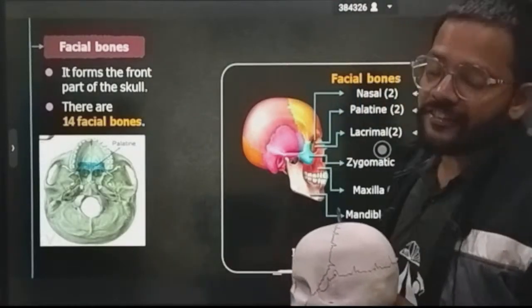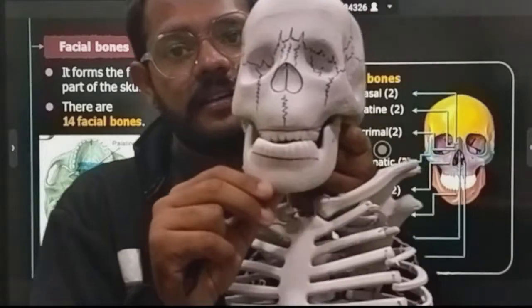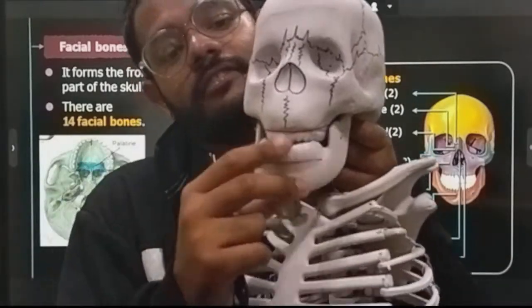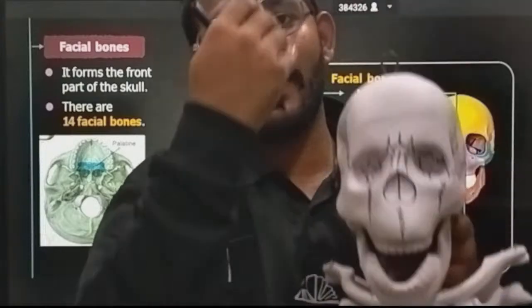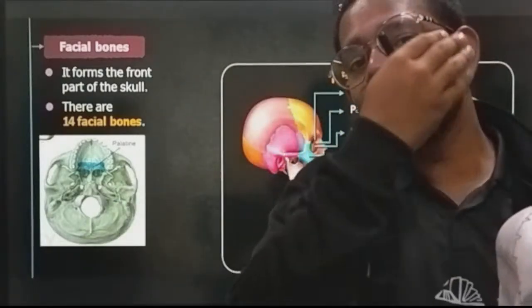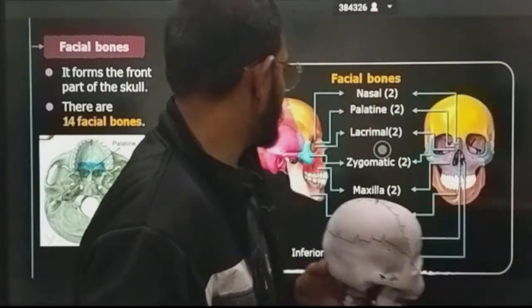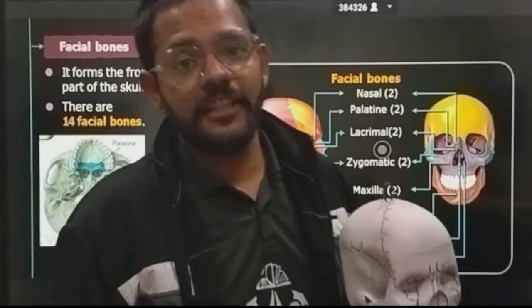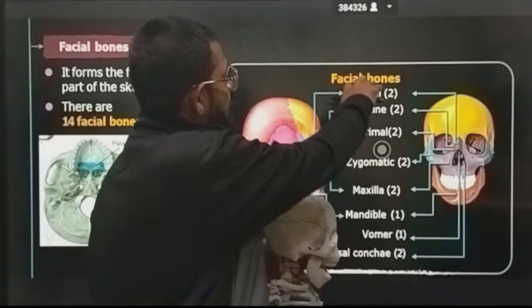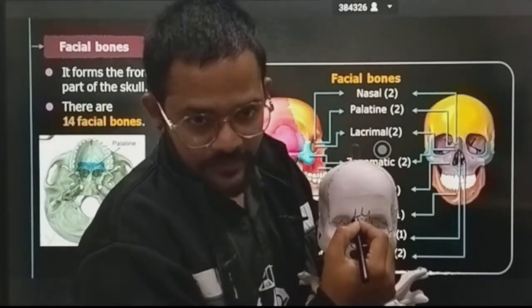Next we have facial bones, the part of the face. This part, this facial bone. The bones which make your beautiful face are the facial bones, and one by one we are going to see these 14 facial bones. First we have the nasal bones, which are 2 in number, and they are present somewhere here.